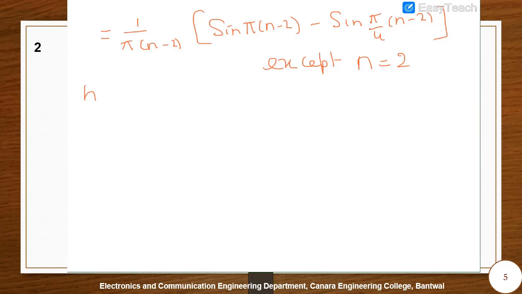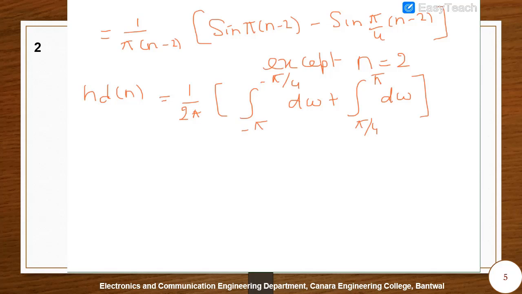So we need to find HD of n for n equal to 2, and this HD of n is 1 over 2 pi integral minus pi to minus pi by 4 d omega plus pi by 4 to pi d omega. So we get this as 1 over 2 pi omega. It varies from minus pi to minus pi by 4 plus omega pi by 4 to pi.